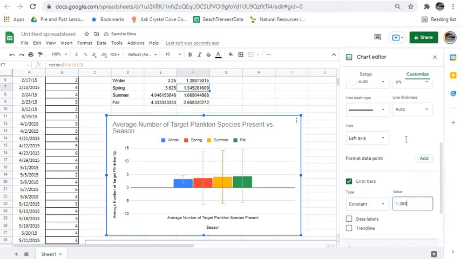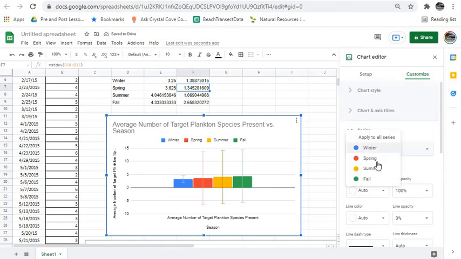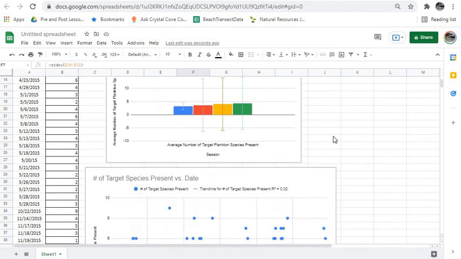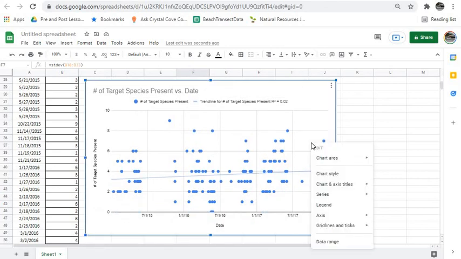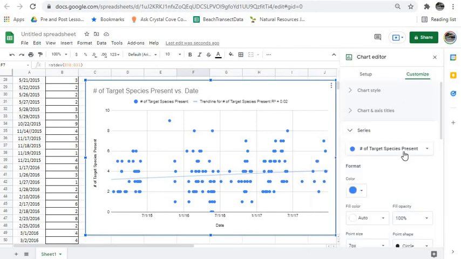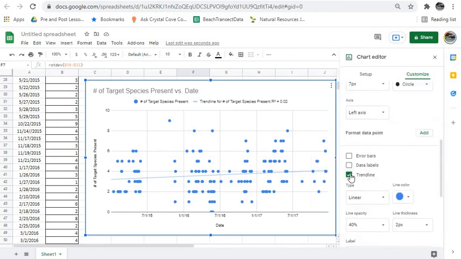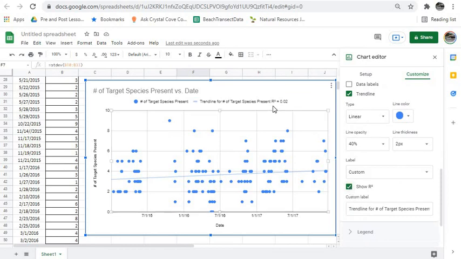And you would go in and do the same thing for each of your different seasons. For spring, you would change it to the value here, and then you have standard deviations. And again, if we have a trend line, you can add the R-squared value. If you go to Series, select the data, and under Customize, Trend Line, select Show R-squared value. So here our R-squared value is 0.02, so still very small, which makes sense because you can see quite a bit of variation in the points over time.